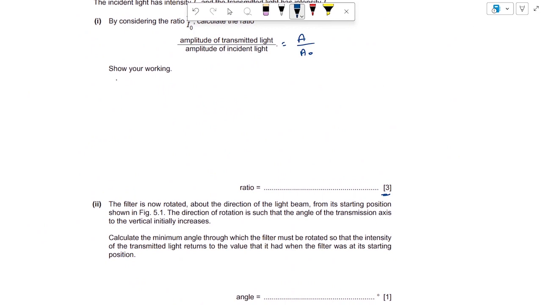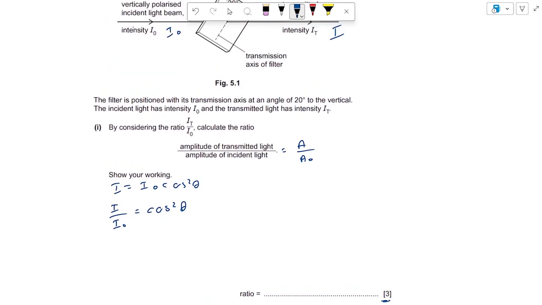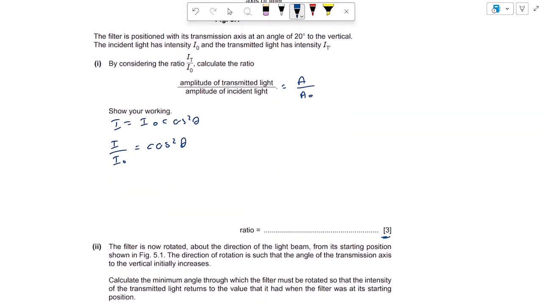So let's just begin by writing our formula. I is equal to I naught cos squared theta. I over I naught is cos squared theta, and theta is 20 degrees. So let's just chuck that in. I over I naught is equal to cos squared 20.